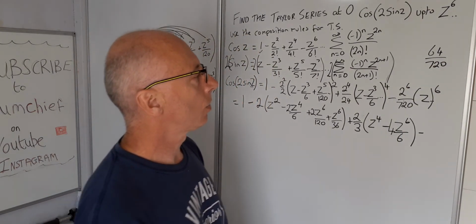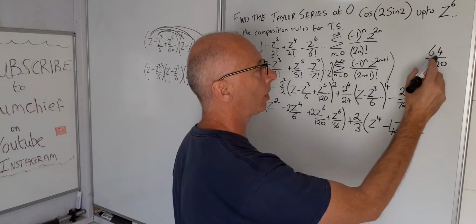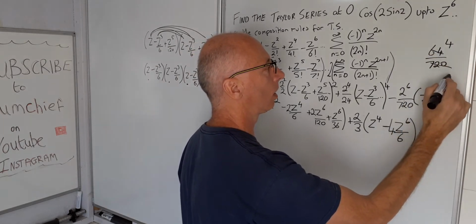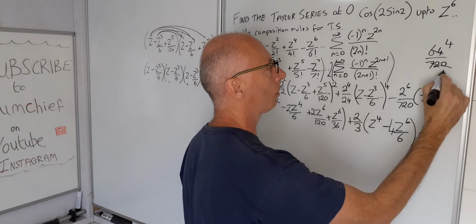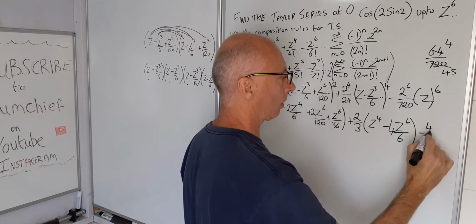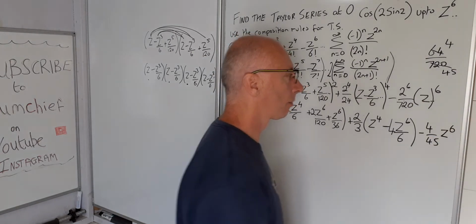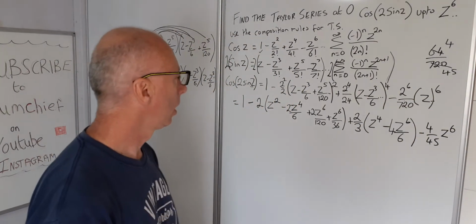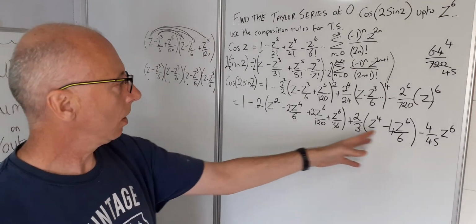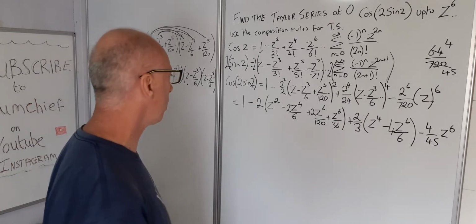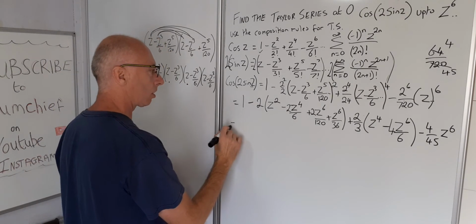So what will that equal? Simplify that up. It's the common denominator, that's going to be 16. So that'll give us a 4. 16s into 720 will go 45. So 4 over 45 z to the 6. That's pretty straightforward. Okay, this is technically the answer, but it's a little bit messy at the moment. So let's just do some algebra on this and clean it up.